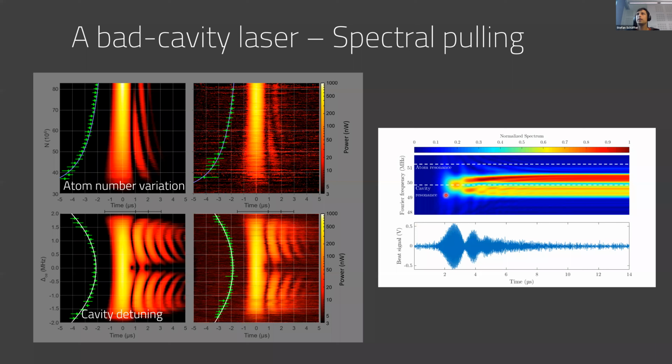But we still see here we have a laser pulse with some oscillations afterwards, and that creates a beat signal, and we can do a cumulative investigation of the spectrum, how that develops as time goes on, and we see that the spectral density is pulled towards atom resonance. So we do have some suppression of the cavity pulling of the laser frequency.